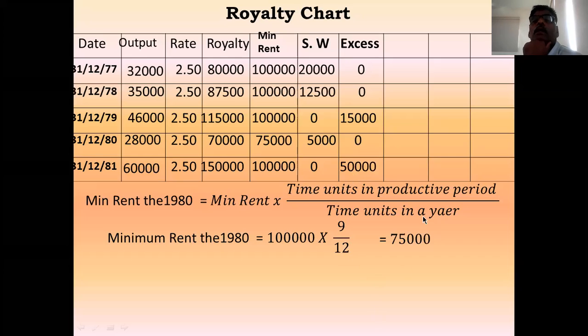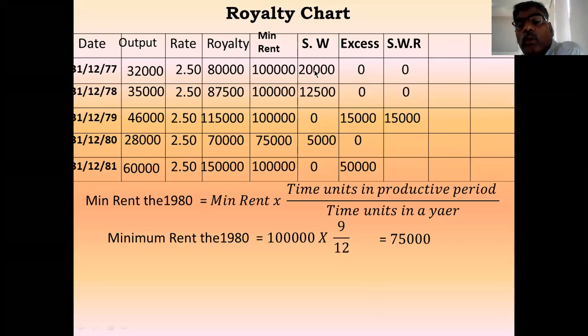Okay. Next is SWR, recovery of short working. Recovery of short working is in the next 2 years. In the next 2 years, you have to recover. This 20,000 is to be recovered in the next 2 years, means 78, 79. Okay. 20,000 you are permitted to recover in the years 78, 79. In 79, there is an excess of 15,000. You recover 15,000.